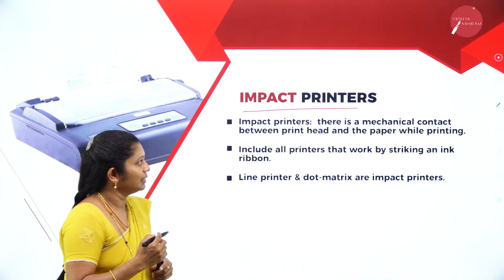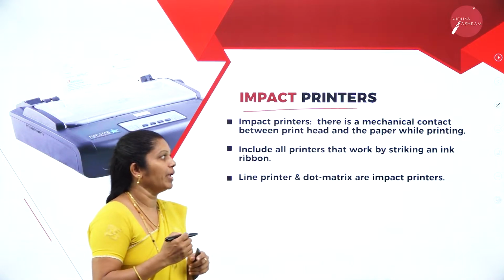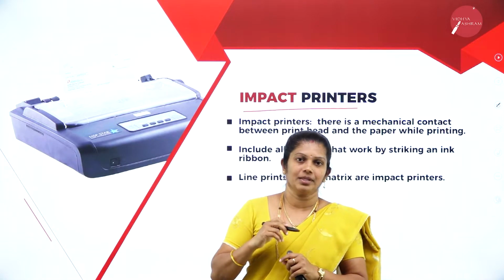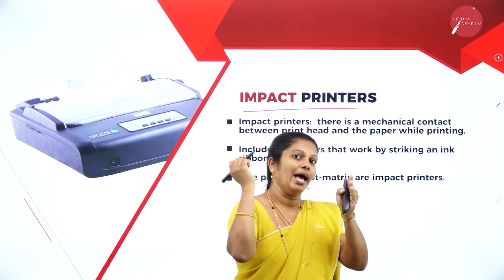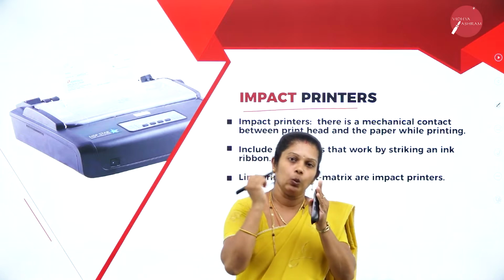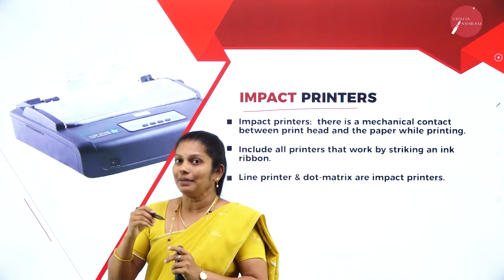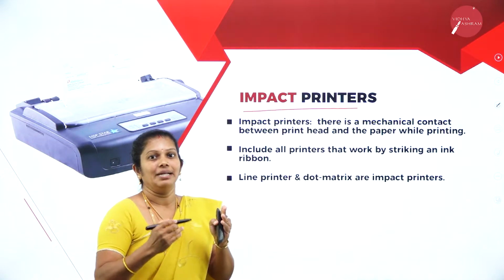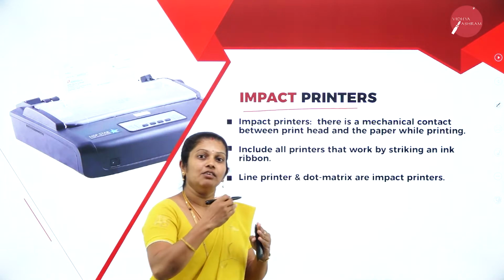In an impact printer, there is a mechanical contact between the print head and paper while printing. Just think about a typewriter. There, we keep the sheet of paper, and above that we have the hammer-like mechanism. Each and every character will press on it, and by that the images are produced. It means that in an impact printer, we get the output, but a hammer-like mechanism is required. We have to apply force there.